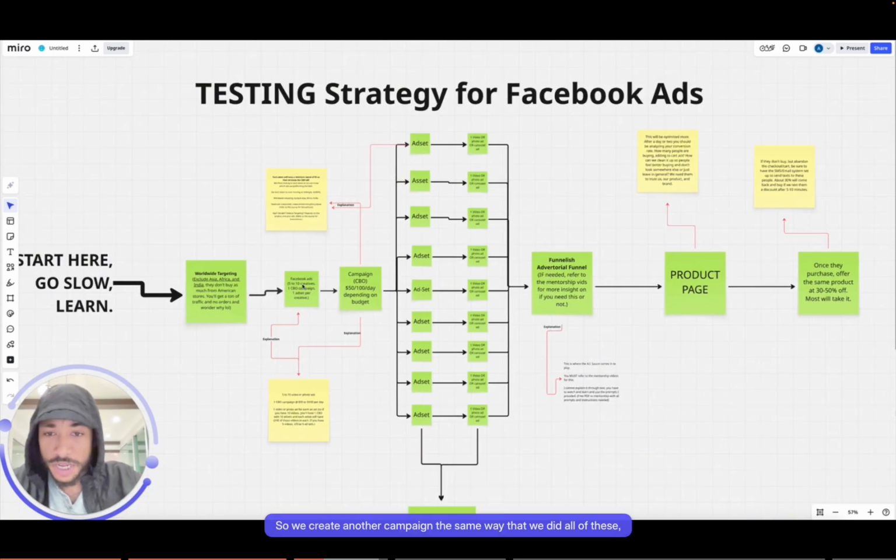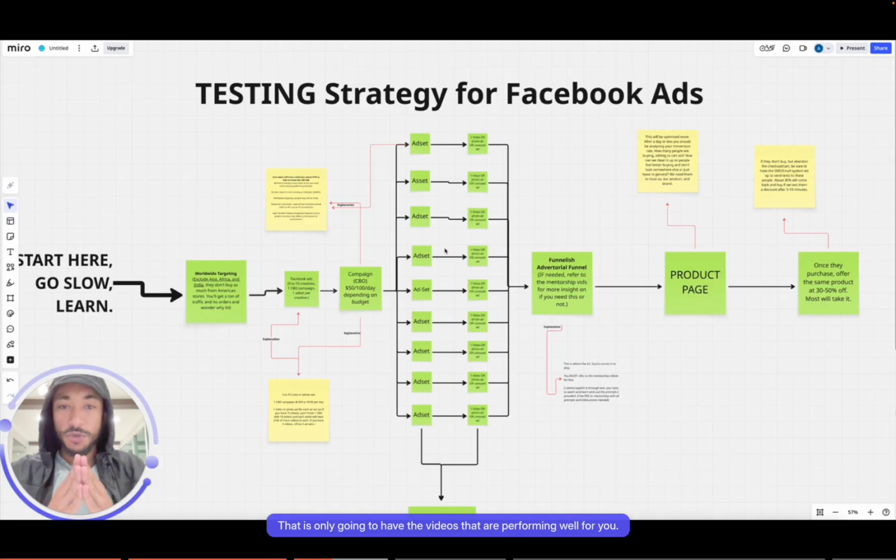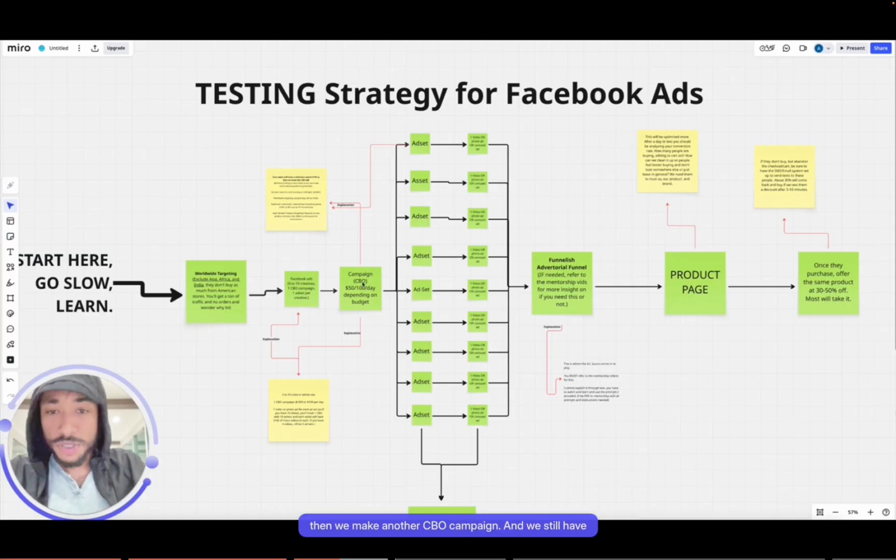So we create another campaign the same way that we did all of these, except it's only going to have the videos that are performing well for you. So we tested all of these to see which ones are performing well. Once you find 2 out of the 10, for instance, that are performing well, then we make another CBO campaign. And we still have 10 ad sets. But now, inside of those 10 ad sets, you could do 5 if you want to, 5 ad sets. But inside of these ad sets, instead of only having 1 video or 1 photo, we're going to have all of the ads that worked well.